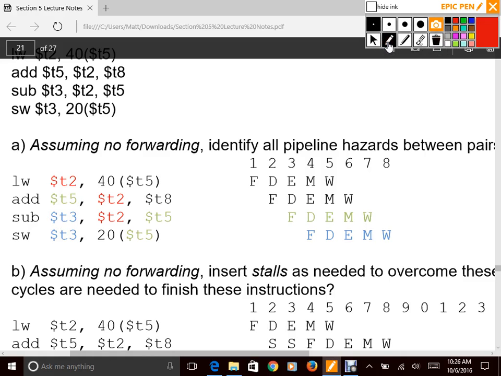That's why I always say it's taking the value from T3 and putting it where the base pointer is T5 with the offset of 20, right? So I'm calculating this value of T3, and then I need that value to put it back into data memory. So that is a hazard as well.